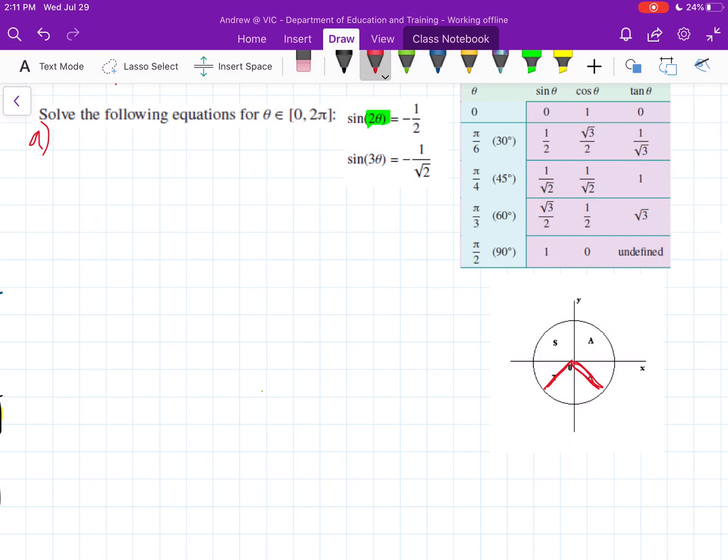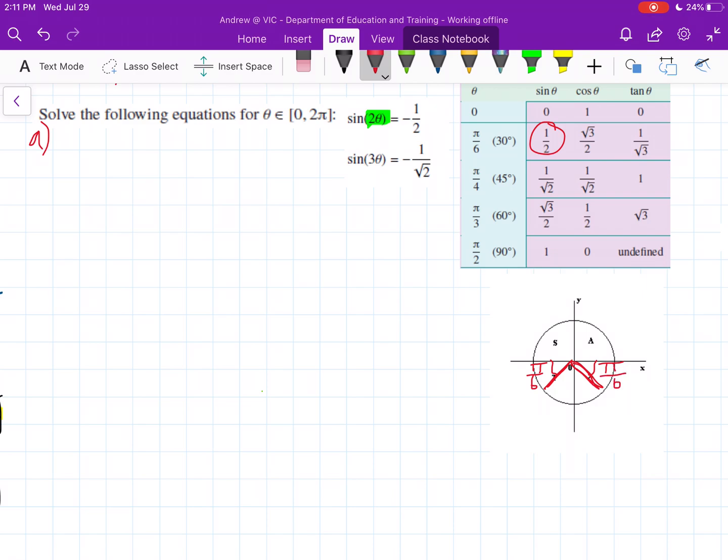Now, when it's a half, we look at sine and a half, our table of exact values. This is when it's pi on 6. So that means it's going to be pi on 6 away from the horizontal. So that's our reference angle.